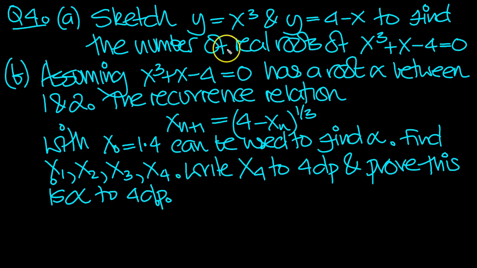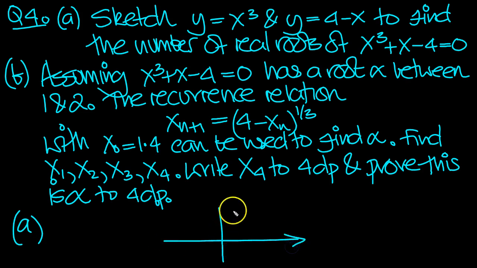So we'll do the sketch first. I won't do much of a sketch here, I'll just do a quick axis, but you would use a ruler, of course, to do your sketch. Now we've got the x cubed function here, like so. And then we've got the straight line, gradient minus 1, intercept 4. So it's a straight line. I'm going to do a dashed line, but you would do a complete line here.